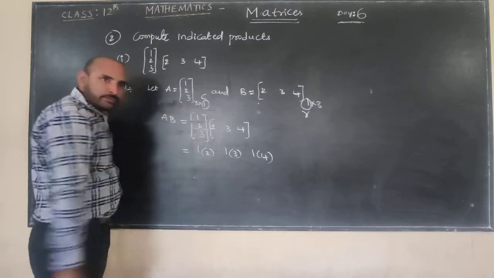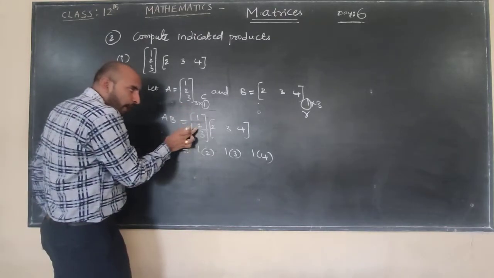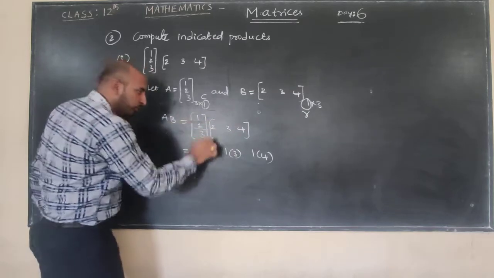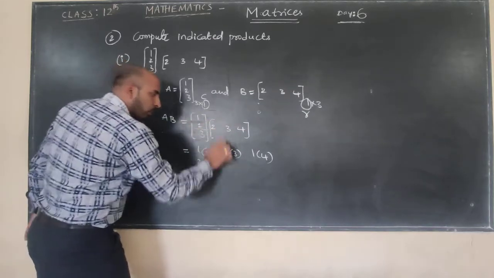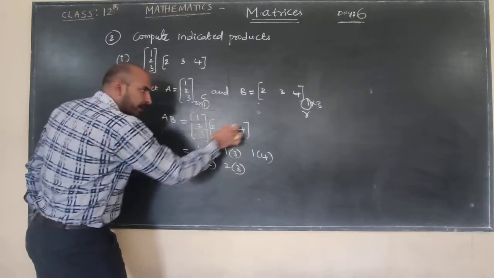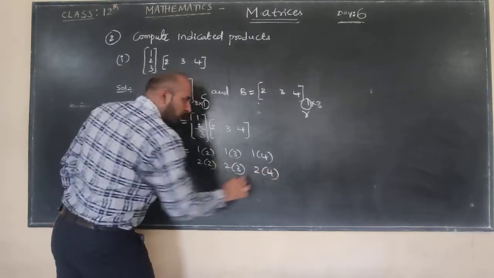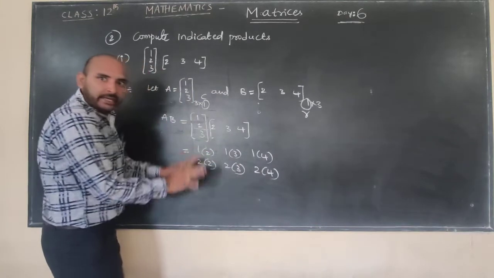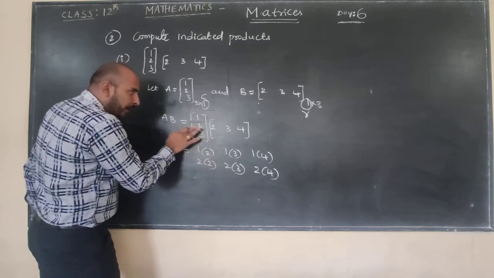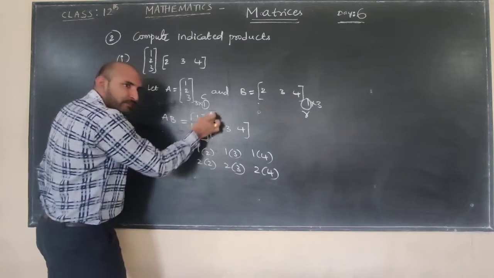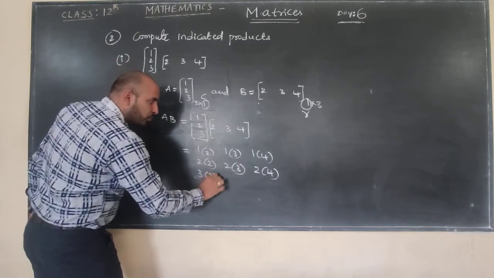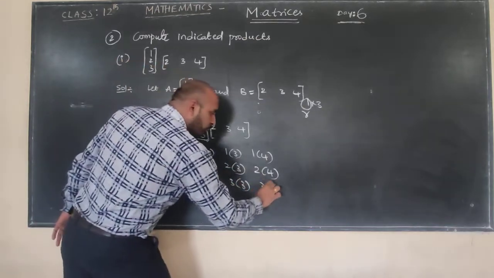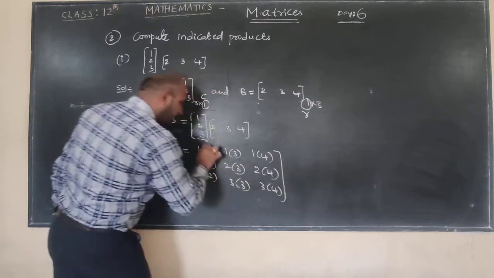This is second row. Second row values multiplied in the second matrix. First column, second column, third column as it is. 2 into 2. 2 of 3. Second row, third column. 2 into 4. Don't put plus here. This is completely different. Now coming to the third row. Third row with first column. So 3 into 2. 3 3s are 3 into 3 here. Next one 3 into 4.